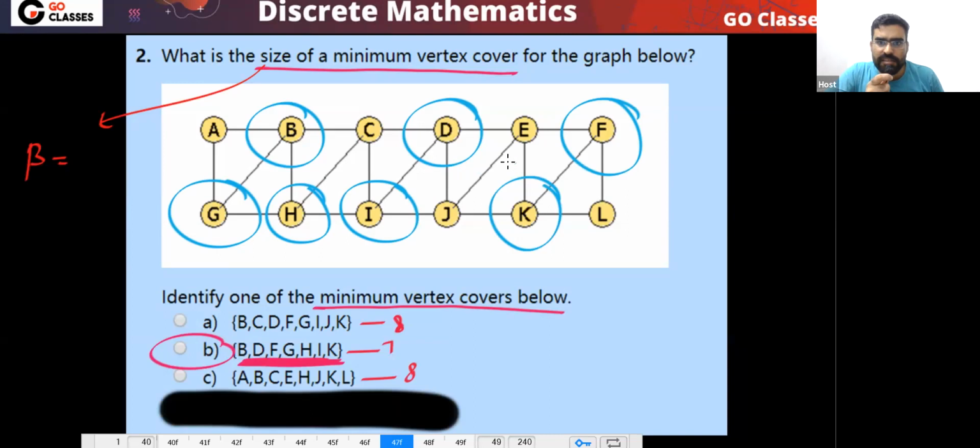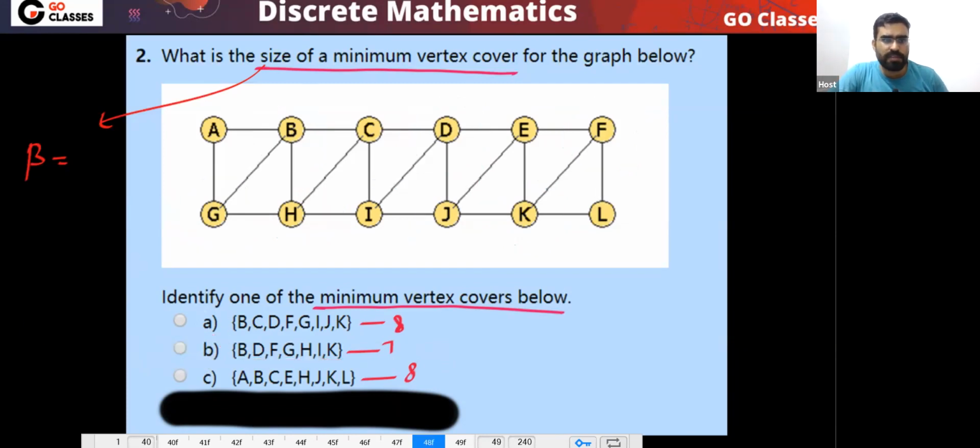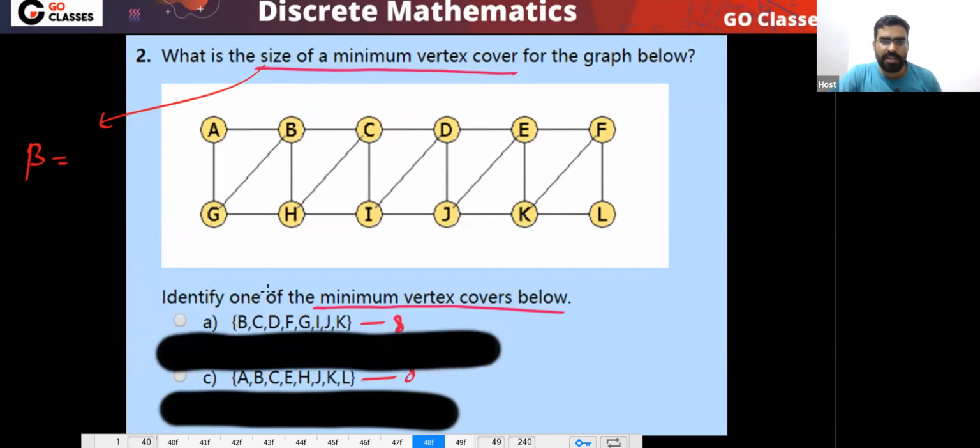Just check. Yes, this edge is left. See, this edge is left. So this is also not a vertex cover. This option is also out of the picture. Now two options are remaining.